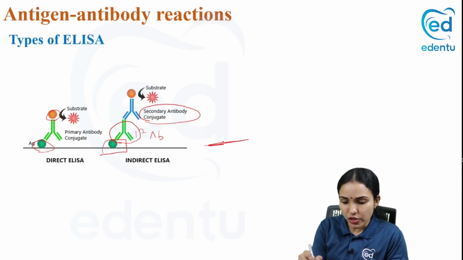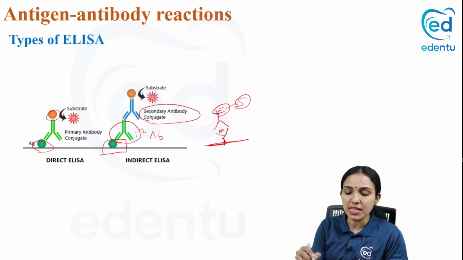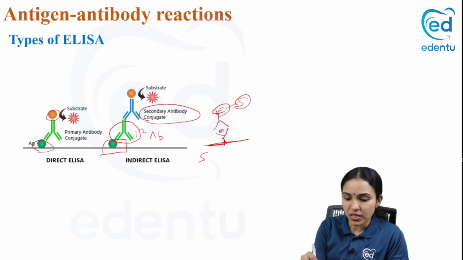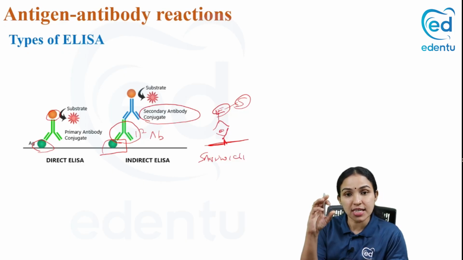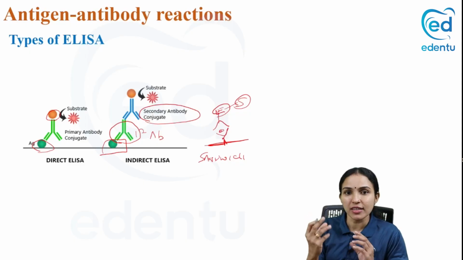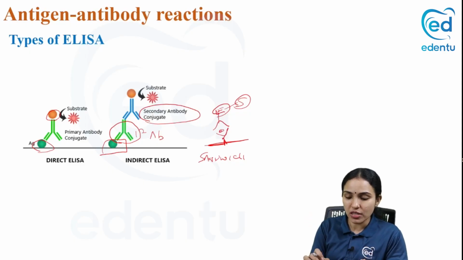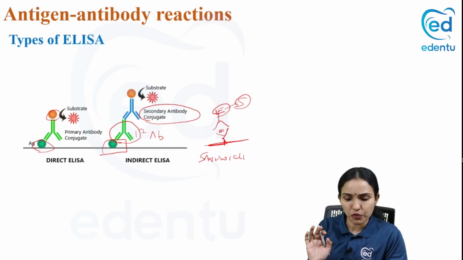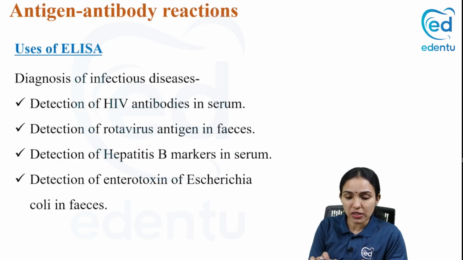Suppose you are coating the well with an antibody. You're adding an antigen, then you add a secondary antibody conjugated with an enzyme, then you add the substrate. You call this sandwich ELISA. So remember, in sandwich ELISA, we have antigen sandwiched between two types of antibodies. One is a capture antibody and the other is the secondary antibody. So that is about ELISA. These are the different types of ELISA. Please be thorough with it.